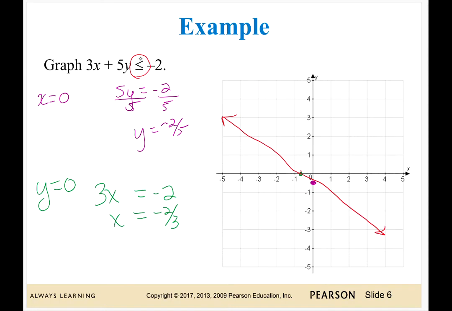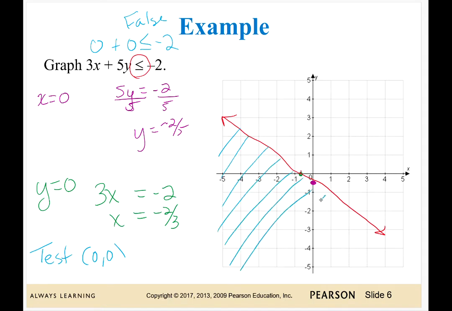All right, and then we're going to test just like we did before. So we're going to test 0, 0, because I noticed the point 0, 0 is not on the line. It's just right above it, so that's good. If I plug in 0 plus 0, is that less than or equal to negative 2? And that is false, right? 0 is not less than negative 2. It's greater than negative 2. So this point should not be shaded, which means the other side, the opposite side, should be shaded.